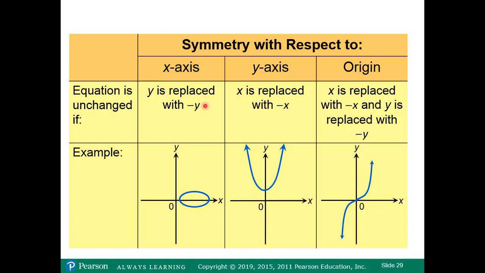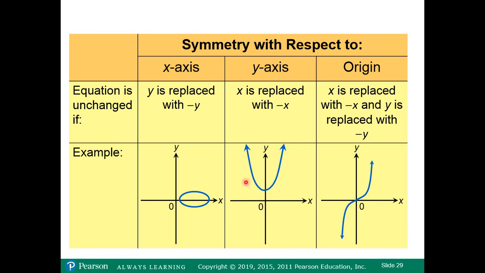You're going to replace y with negative y, and you get the exact same function out. For example, this is an ellipse that is symmetric with respect to the x-axis, right? And it's definitely not symmetric with respect to the y. Okay. Here, to be symmetric with the y-axis, you replace x with the opposite of x, and if you get the same equation back out, then you're going to have that y-axis symmetry.